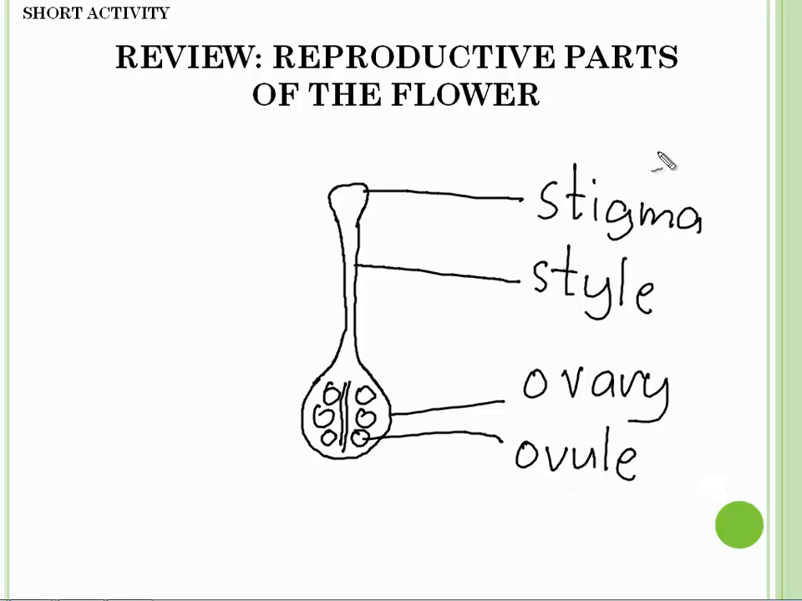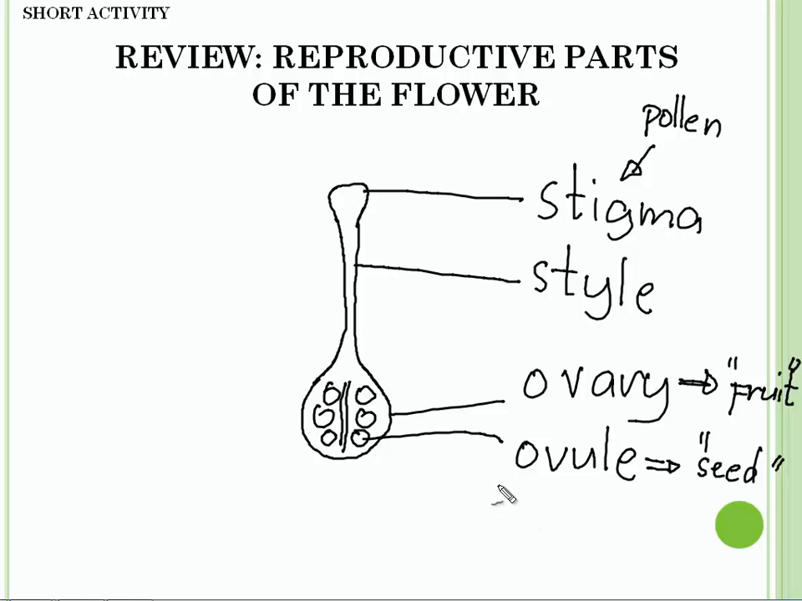The stigma is the receptive site for your pollen. This is where pollen lands to fertilize the egg later. The ovary will eventually become the fruit if your flower develops into a fruit, and the ovules will become the seeds. That is where you can find the embryo, as we have discussed earlier. All of these structures are collectively known as the carpel, or the female component of the flower.